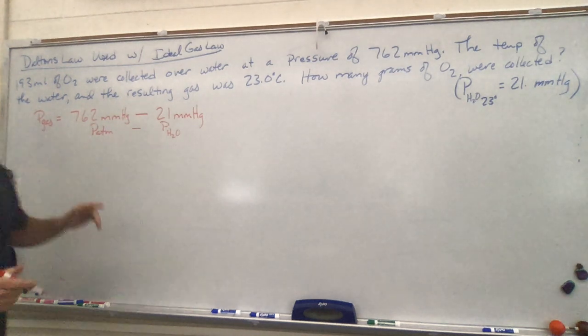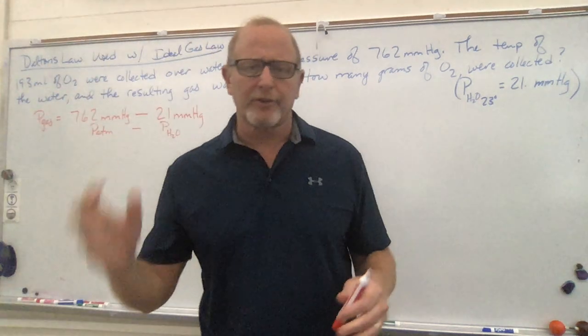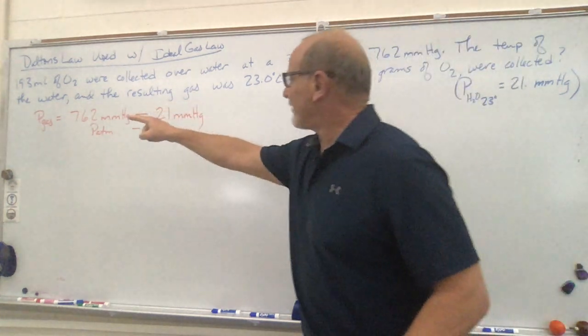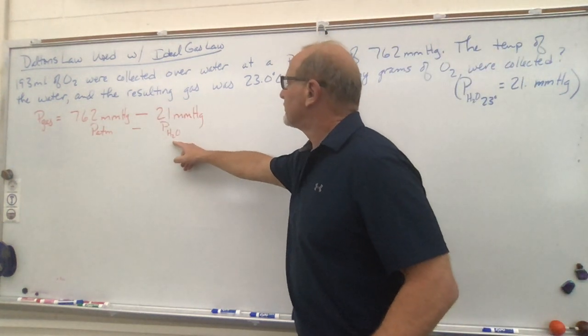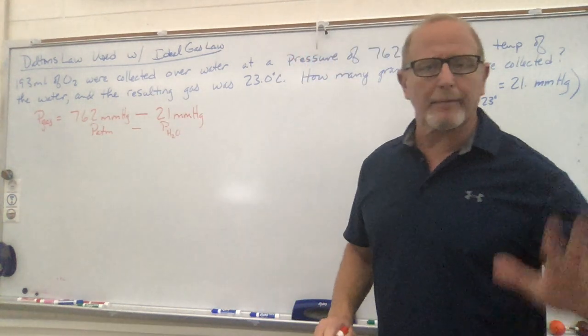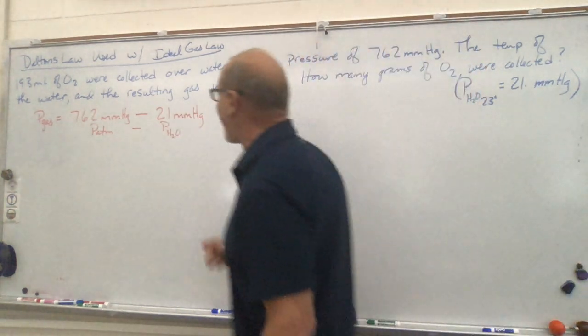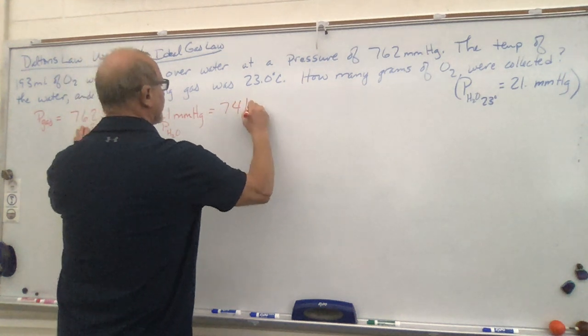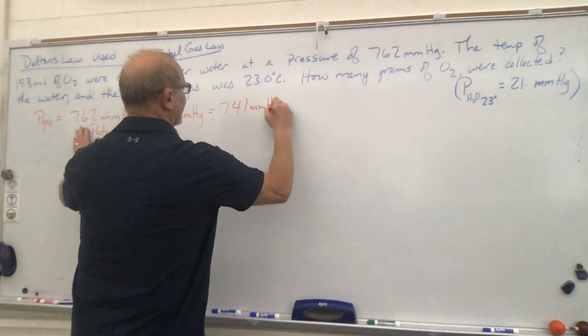See, what we're really saying is the total pressure in the atmosphere is the pressure of the gas plus the water. So if we subtract off the water from the atmosphere, we're going to know just the pressure of that gas. So let's keep things moving. 741 millimeters of mercury.